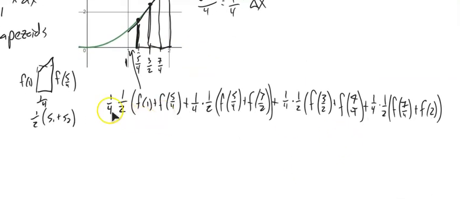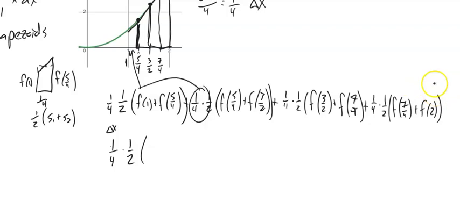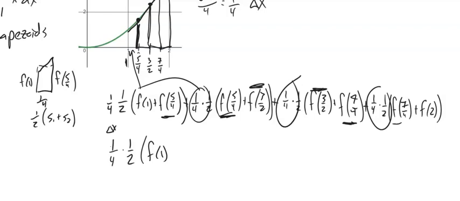Whew. Let's notice in here, each of these pieces has the 1/4 in it, that change in x, and they all have the 1/2 in it, because it's always the 1/2 times the two sides. So if I factor that out of everything, I've got f1, the first one, plus two of these, and then plus two of these. Everything in the middle gets added in there twice, right? Because it's the left-hand side and the right-hand side of trapezoids. So I can think of the first one plus two times each of the middle ones.